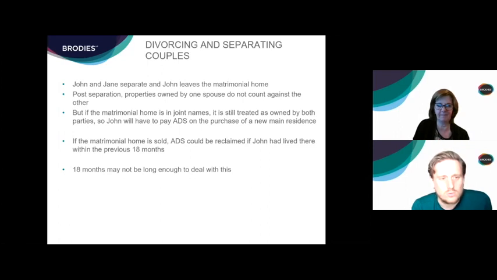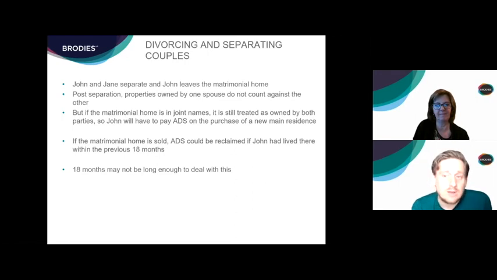The normal rule that spouses are treated as a single economic unit doesn't apply, and so anything Janet owns, John is no longer treated as owning, and vice versa. But the matrimonial home, still in joint names, is owned by both of them. And so if John buys a new property while he still owns a share of the matrimonial home, he will pay ADS on that new property.